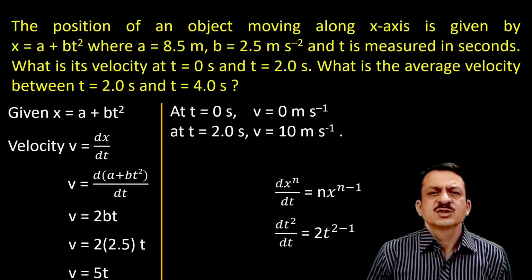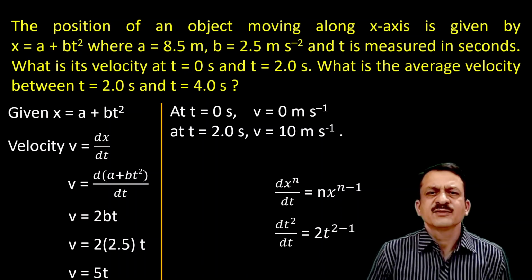ಫಸ್ಟ್ ಕೇಸಲ್ಲಿ 0 ಸಬ್ಸ್ಟಿಟ್ಯೂಷನ್ ಮಾಡಿದಾಗ ವೆಲಾಸಿಟಿ v is equal to 0 ಆಯಿತು. ಸೆಕೆಂಡ್ ಕೇಸಲ್ಲಿ 5 into t ಗೆ t is equal to 2 ಸಬ್ಸ್ಟಿಟ್ಯೂಷನ್ ಮಾಡಿದ್ರೆ 5 2s are 10 meter per second ಆಯಿತು. ಕ್ಲಿಯರ್? ದಿಸ್ ಇಸ್ ದ ಫಸ್ಟ್ ಕೇಸ್.